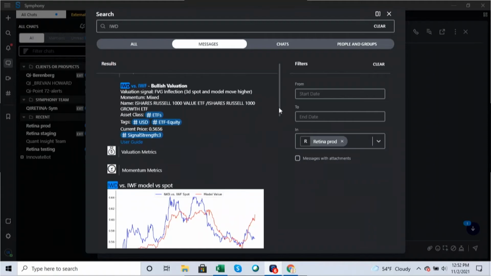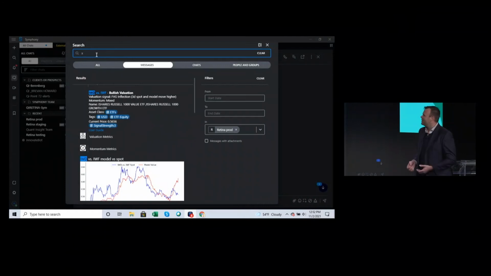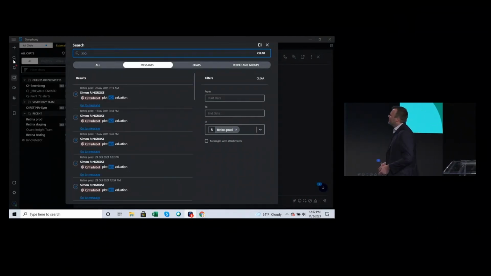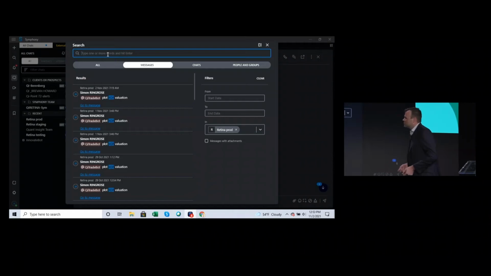And so that then allows me to dig a little bit more into the model, into Retina, and look up something like, Simon, if you don't mind just pulling up XOP. I'm an energy guy at heart, so. And just plot the valuation.